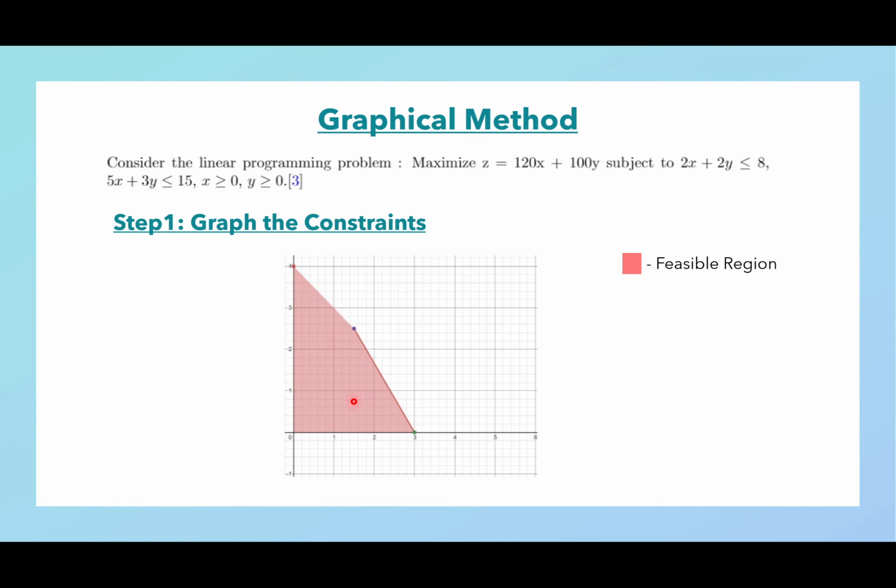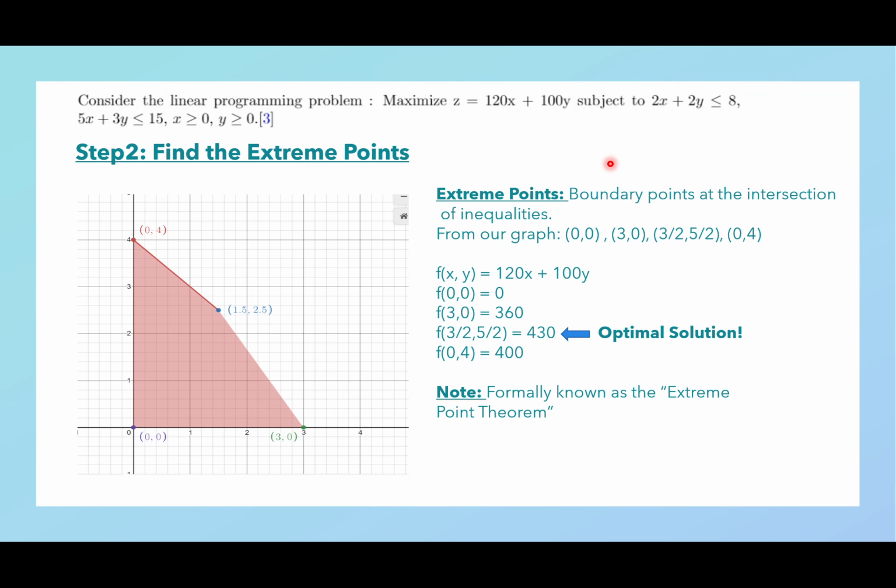Now, these contain all the points that satisfy these inequalities, but we don't want just any input. We want the input that maximizes this function. So in order to find that, we look for what is known as extreme points. These points are at the intersection of inequalities. So in our case, we have (0, 4), (1.5, 2.5), (3, 0), and our origin, right? Now, once you find these extreme points, all you have to do is plug them in and see which one gives the maximum value, which in our case is going to be (1.5, 2.5), and the maximum value we obtain is 430. Pretty simple, right?